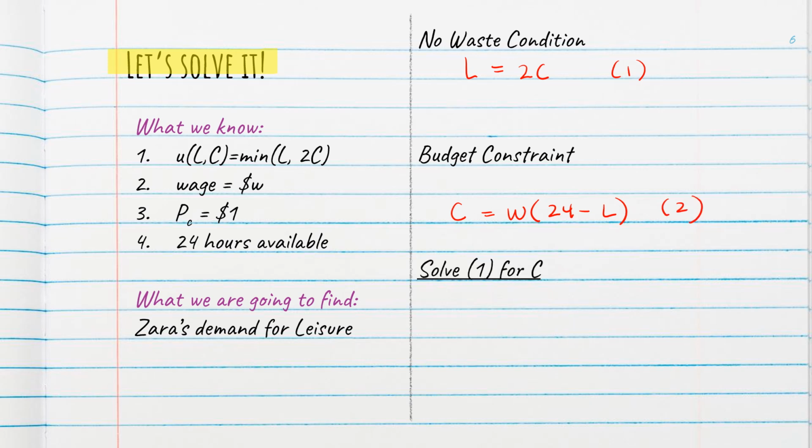Now, what do we do? We're going to solve 1 for C. You may ask, why are you doing that? You could just plug 1 into 2. Well, because I know what I'm looking for. I'm looking for leisure. I'm not looking for consumption. So I want to eliminate C. And the only way I can eliminate C is either by plugging 2 into 1, or I can rearrange 1 and then set it equal to 2, which is going to make the math a lot easier. So we're going to solve 1 for C. That's just a matter of dividing both sides by 2. So I get C is equal to L over 2, and I'm going to call that equation 3.